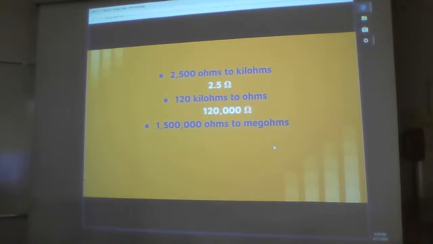Okay, we're going to convert 1,500,000 ohms to megohms. How would we convert that? Mega is 1 million. So if we're converting to megohms, we're going to divide by 1,000,000, which would give us 1.5 megohms. That's a lot easier to write than 1,500,000 ohms.